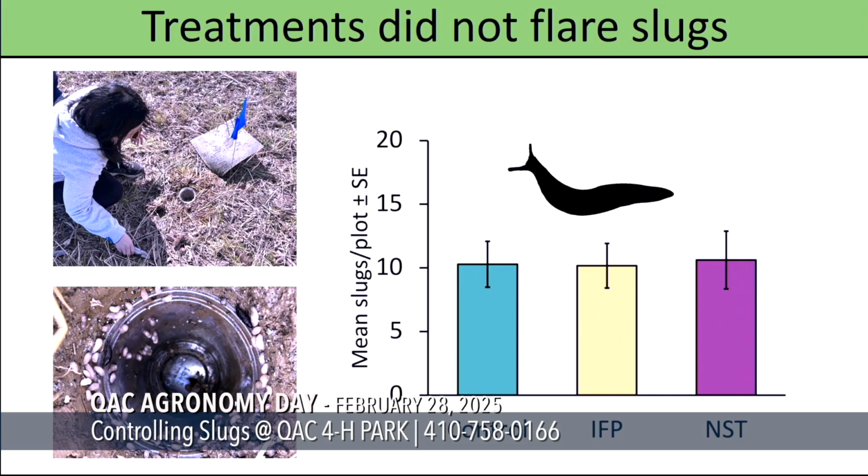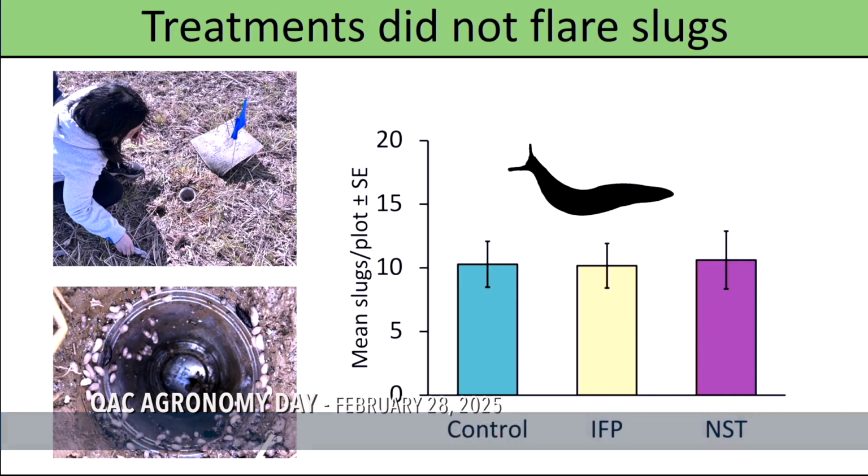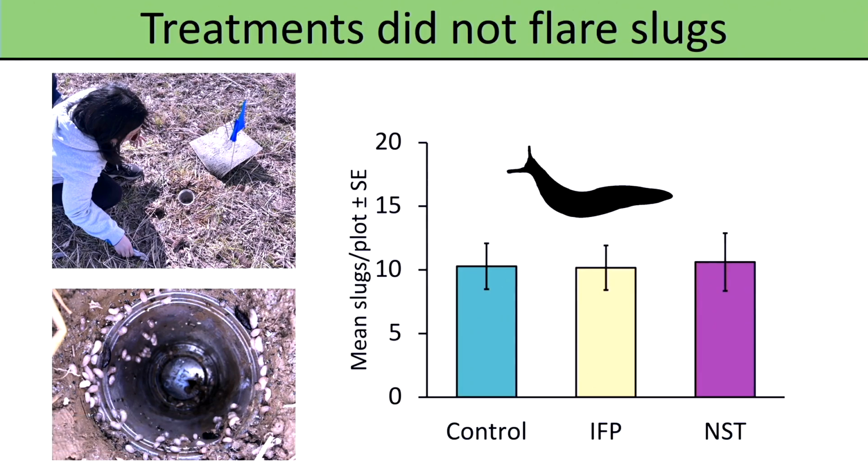We also wanted to know, okay, what if we had these impacts on these predatory organisms? Would that impact how much slug damage we got or how many slugs that we saw? And we didn't see a difference in the number of slugs either, although you can tell that we did occasionally find quite a lot of slugs. So this is the number of slugs per plot. And again, we didn't see that those insecticides impacted that either.